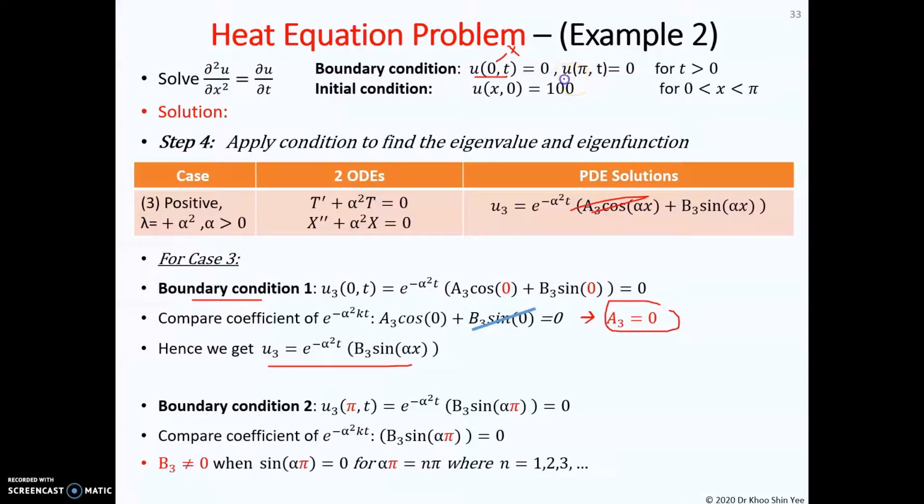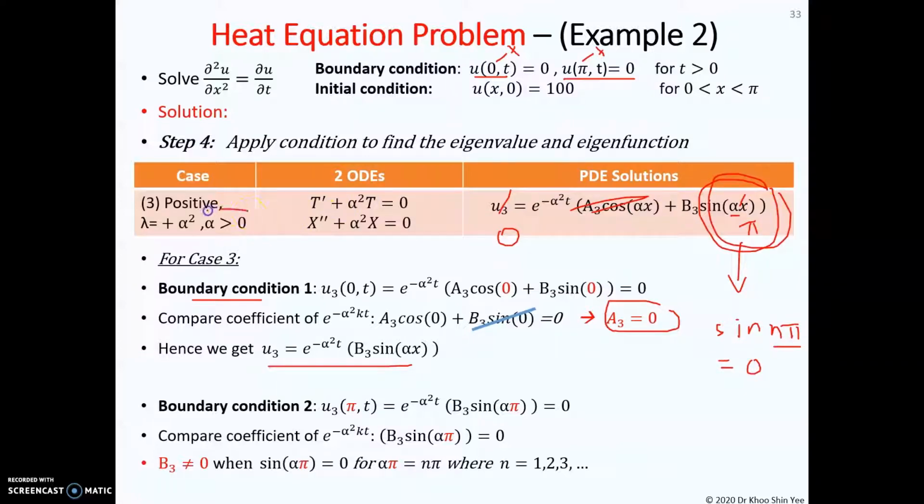You continue to apply the second boundary condition. Substitute x equal to pi inside. Then your u will be equal to 0. So you need to understand what is sine alpha pi here. So we know that sine n pi can be equal to 0.